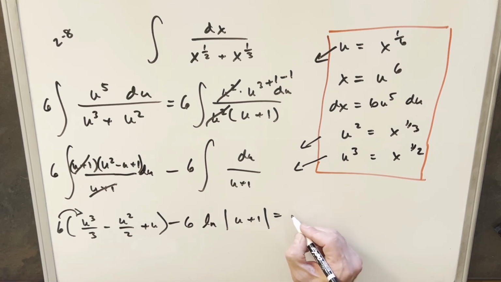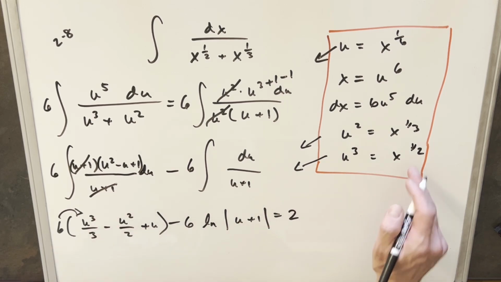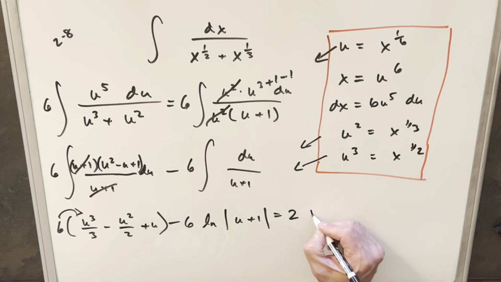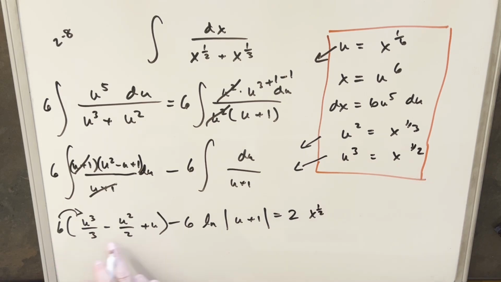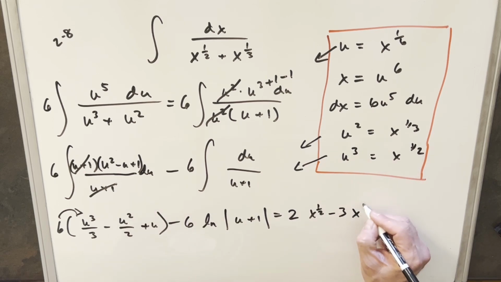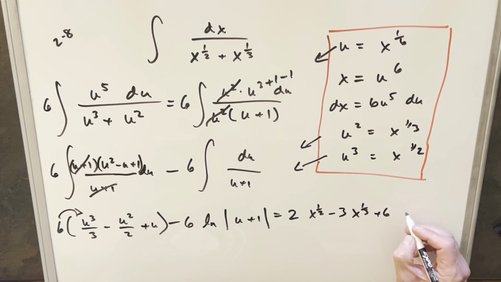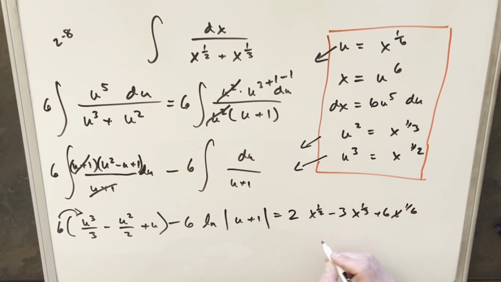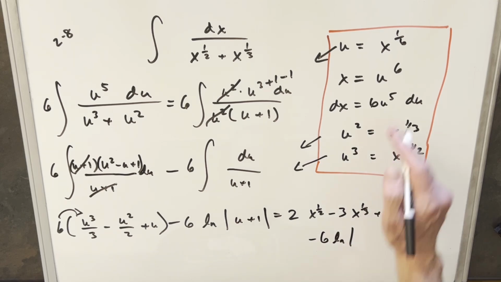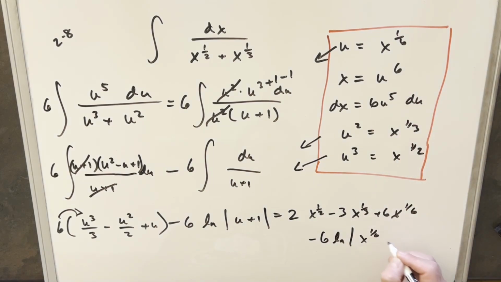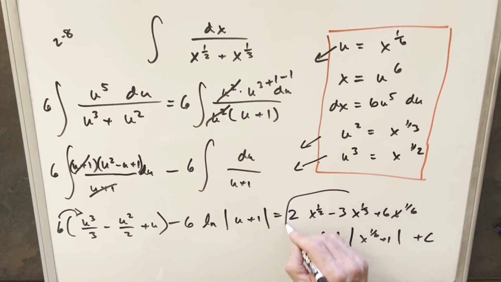Multiplying in the 6 here, we have 2 times u cubed, but u cubed is x to the 1/2. Then multiplying in the 6 here gives me a minus 3 u squared, and u squared is x to the 1/3. Then we're going to have 6u, which is x to the 1/6. For the next piece, I'm going to have minus 6 natural log of the absolute value of x to the 1/6 plus 1. Just add a plus c on the end, and that's going to be it.